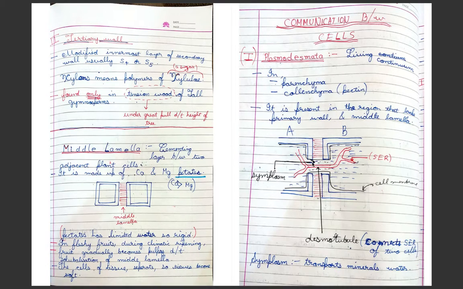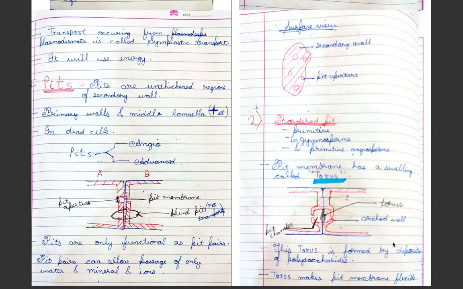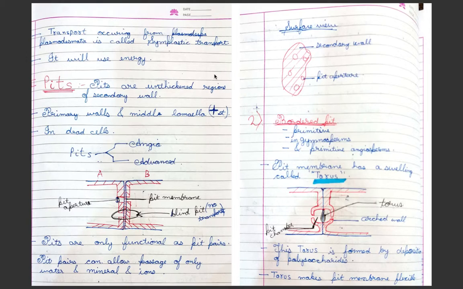Suppose this is the plasmodesmata area, and these are the two cells, and this is the middle lamella. Then this one branches off from the SER. The SER connects the two cells, and the part of SER that goes through the symplasm, which is the cytoplasm of both the cells from here to here, is called desmotubule. It connects the SER of two cells, and the transport occurring through plasmodesmata is also called symplastic transport. It will use energy.